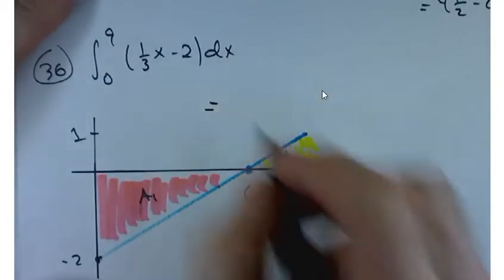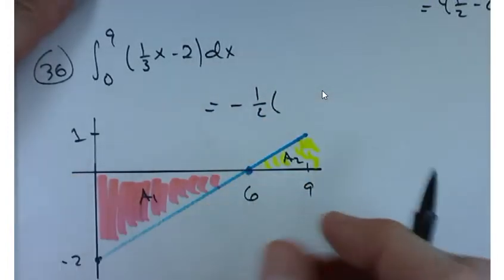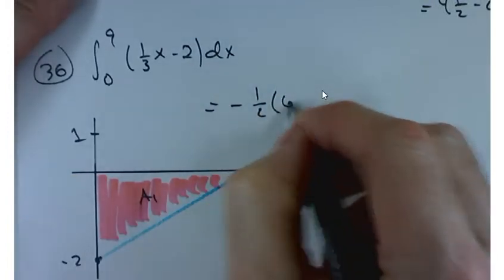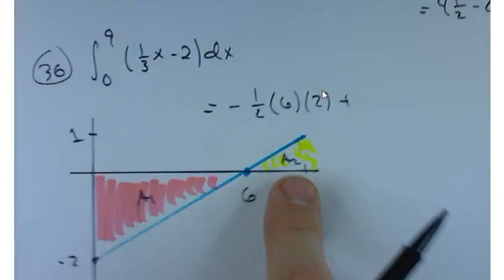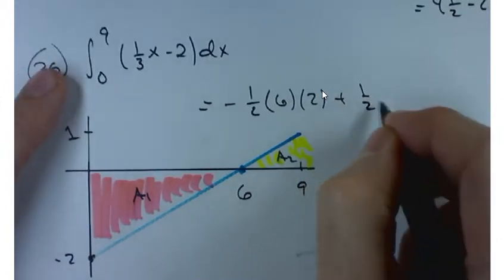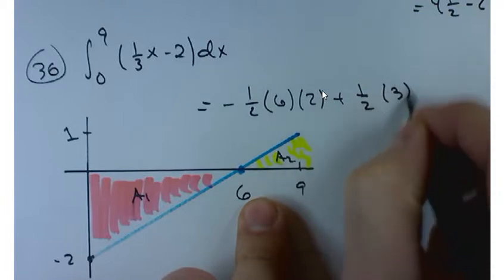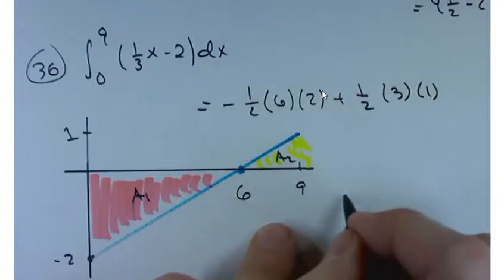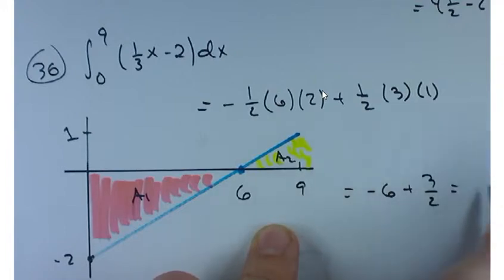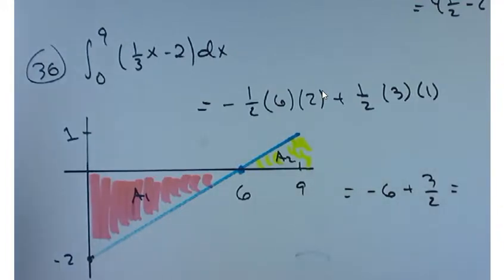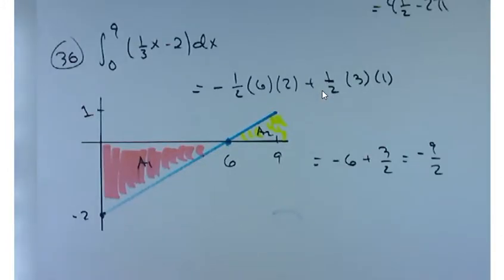Let's see. It's going to be negative of 1/2 times the base, which is 6, times the height, which is 2. And then likewise over here, 1/2 of 3 times 1. So I get -6 plus 3/2, or it would be -9/2. That would be the overall answer to this problem.